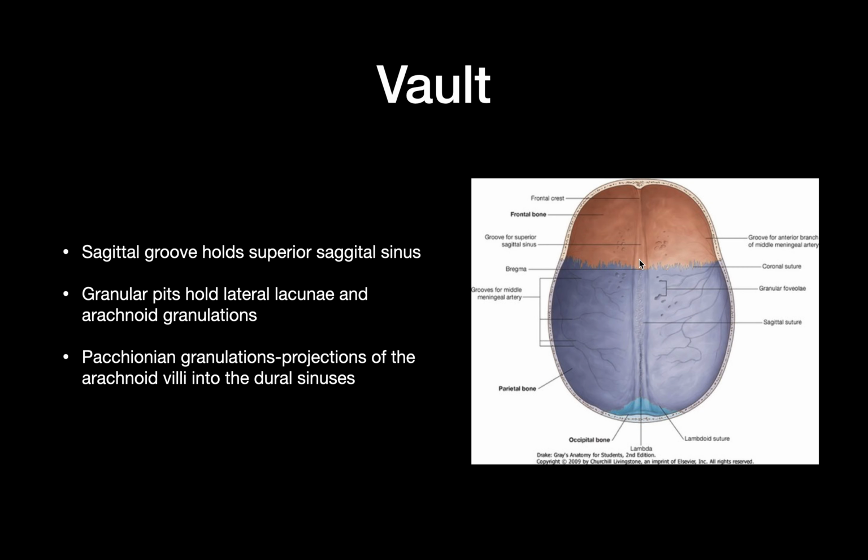These are the granular pits. They will hold the lateral lacuna and the arachnoid granulations. If you can recall from a couple lectures ago, those will reabsorb the CSF, keeping the ventricles in hydrostatic equilibrium. And the Pacchionian granulations are the projection of the arachnoid villi in the dural sinuses.